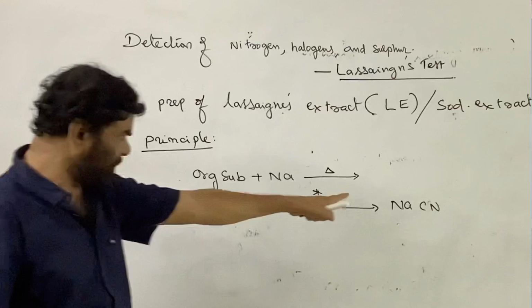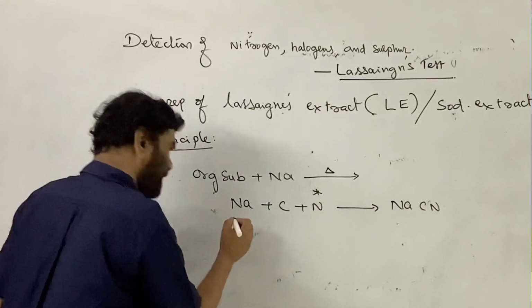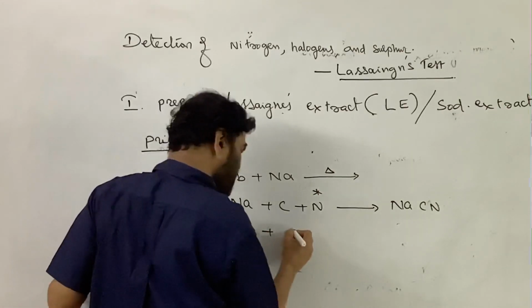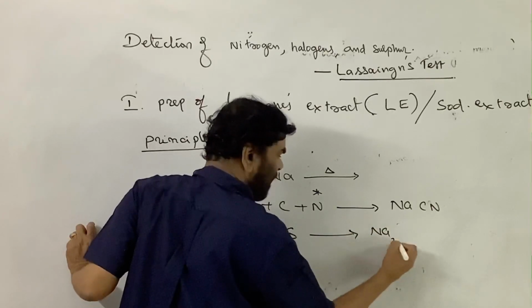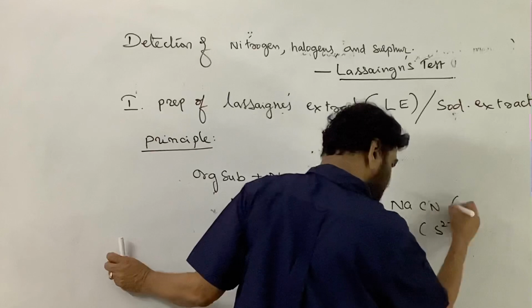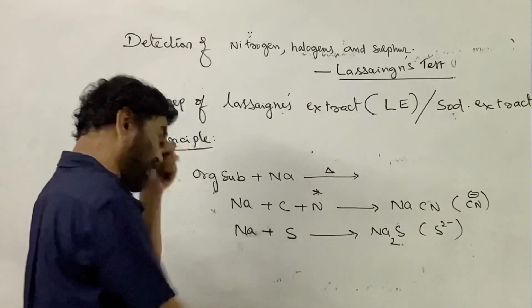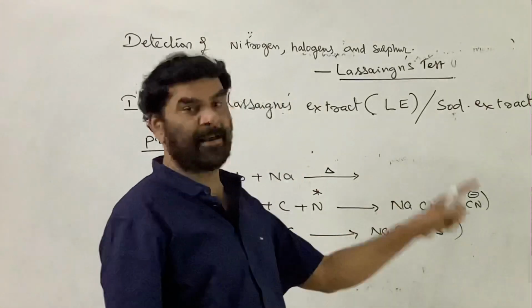Sodium cyanide is an ionic compound, and it is the source for cyanide ion. Sodium reacts with sulfur to give sodium sulfide, which is the source for sulfide ion. For your information, I am writing: sodium cyanide is an ionic compound, sodium sulfide is an ionic compound.